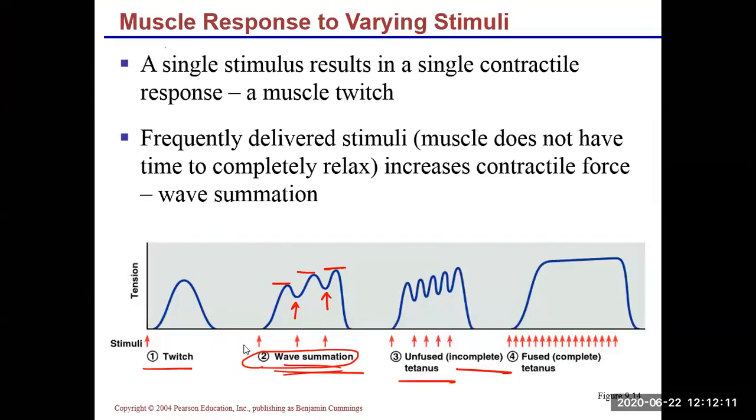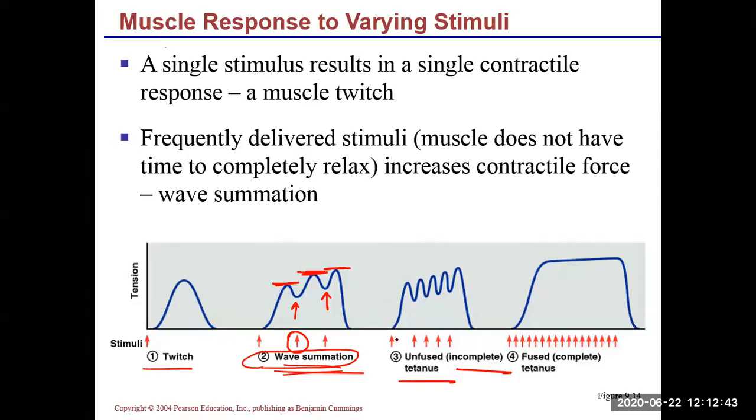Appreciate that. In the wave summation, the calcium is already there in the sarcoplasm, and it takes time for the calcium to keep pumping back into the SR and be removed. So when the second one comes in, more and more calcium is going to be available. Therefore, there's a greater degree of contraction. That's why this one is higher than this one. Same thing goes with the next one. So that's the difference between them.